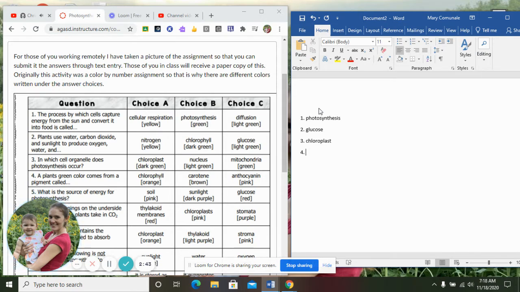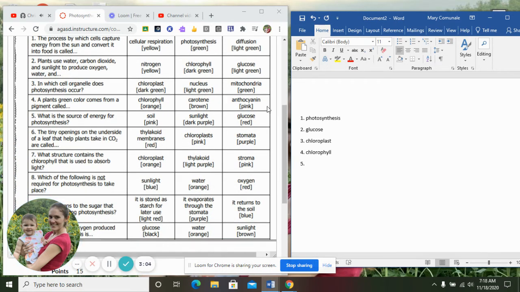A plant's green color comes from a pigment called chlorophyll, carotene, or anthocyanin. Well, chloroplasts are green, and that is because of the chlorophyll. We'll go with chlorophyll on that one. Those other two, I'm actually not sure what they do. Carotene kind of sounds like carrot, so I would venture to say that that's going to be an orange pigment, but I'm not sure exactly, and I have no idea what anthocyanin is.